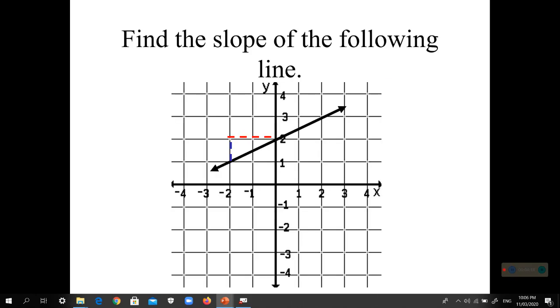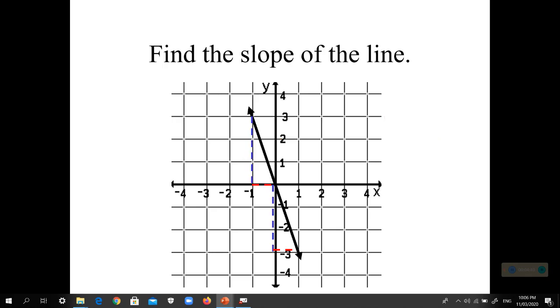Okay. How about this one? You're going to find the slope. Okay. So again, you're going to count the number of rise. So we have here 1. Then run, we have here 2. So that's why our slope here is 1 over 2. So it is positive because it rises from left to right. Okay.